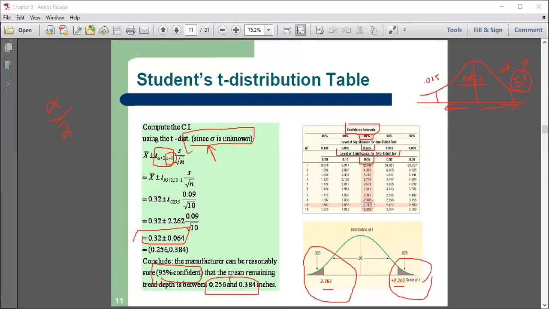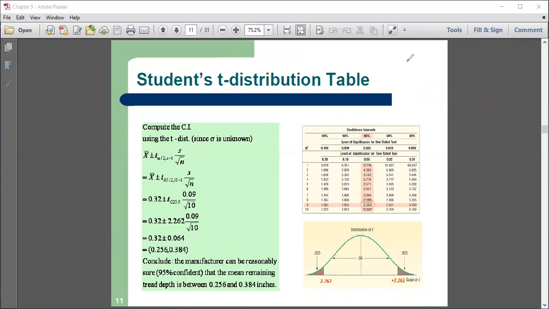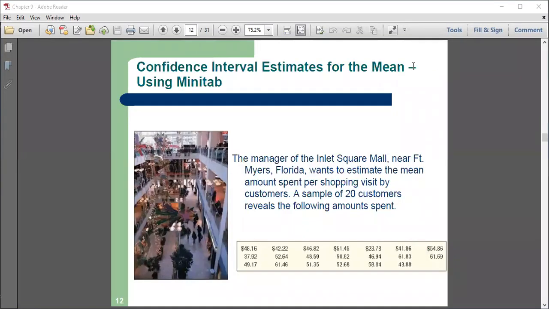So you can see that we found the interval by using t values, or we can say we found the interval based on 95% probability. So there is a 5% chance of error. This level of significance is basically showing the chance of error. So let's move on to the next slide.